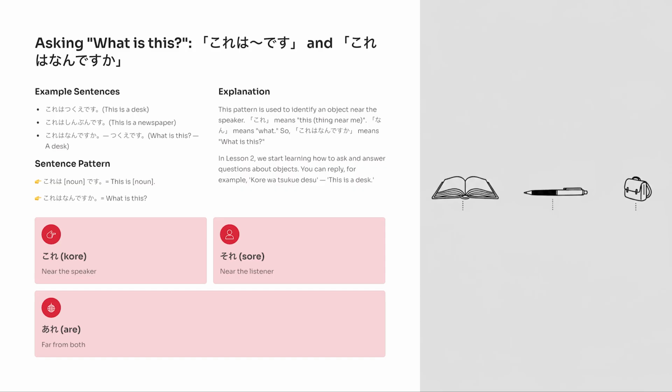Now, pay attention to these three words. これ near the speaker. それ near the listener. あれ far from both. So if something is right in front of you, you'd say これは何ですか? Try it out. Look around your desk right now and ask yourself in Japanese.